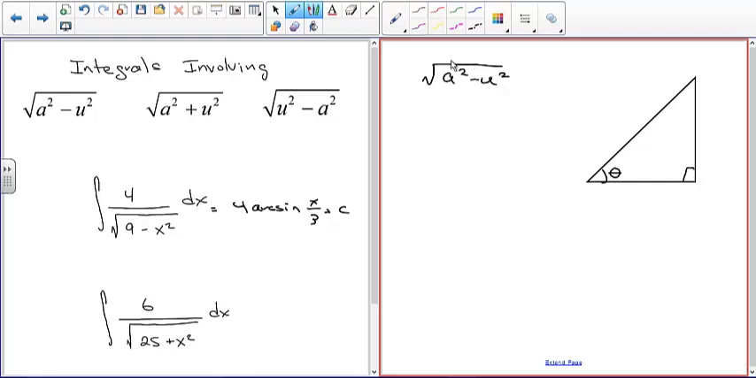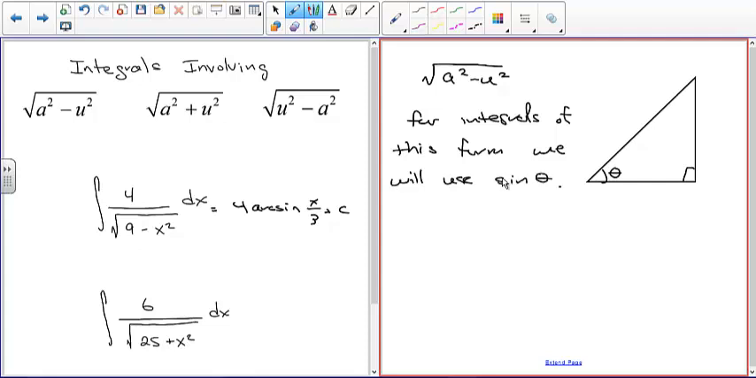And this form of the integral is going to tell us that we want to use the sine of theta to be the substitution, because remember, this is called trigonometric substitution. So we're going to try to substitute this with some trig functions. So we'll say for integrals of this form, we will use sine theta. And you'll see why in a second.